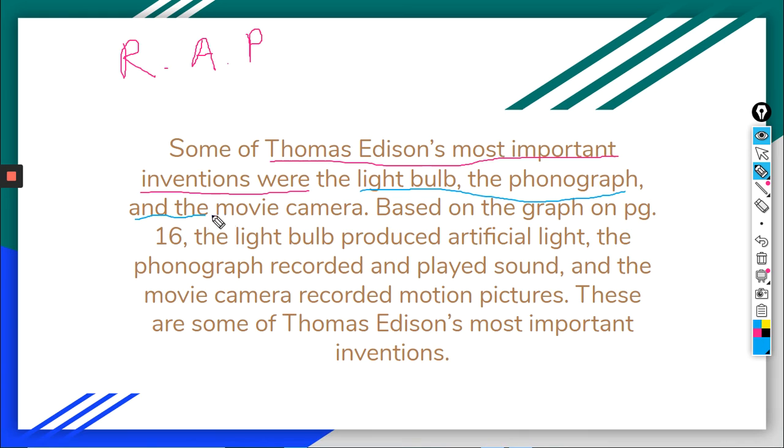Yes. Okay, so now I need to provide evidence because not only was I supposed to answer what were the most important inventions, but I needed to say what they were used for. So technically I didn't fully answer. So I'm going to do that now. Based on the graph on page 16, did I prove that I got this from somewhere? Yes. Always prove your points. The light bulb produced artificial light. The phonograph recorded and played sound, and the movie camera recorded motion pictures.